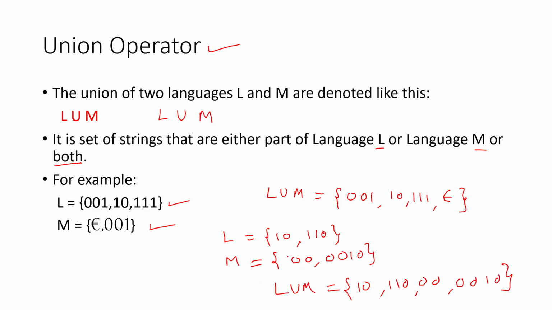Over here in both these languages, there is nothing common. That's why all the strings that are part of either L or M we have written over here. In the earlier example, we had 001, which was part of both these languages. That's why we wrote it only once. I hope you got this union operation.